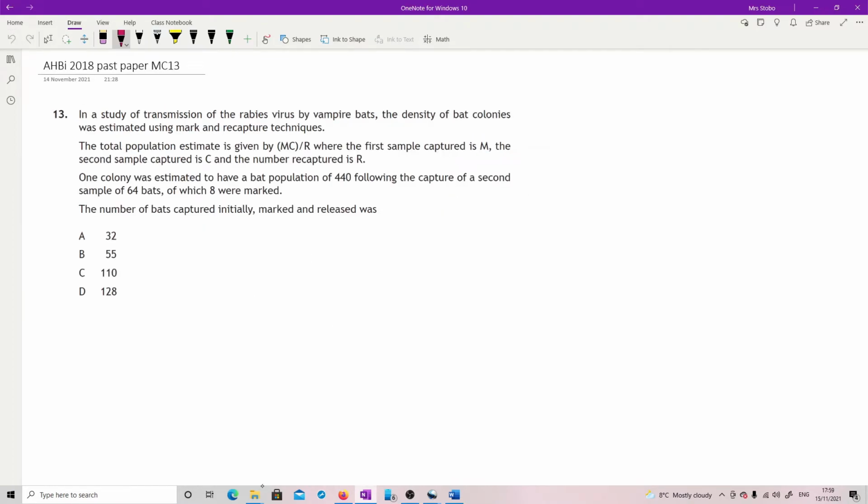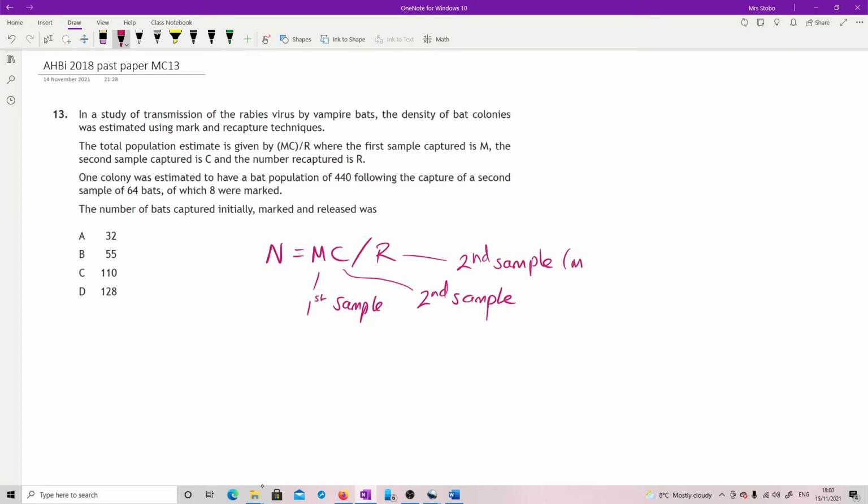Okay, question 13. In a study of transmission of the rabies virus by vampire bats, the density of bat colonies was estimated using mark and recapture. Total population estimate is given by MC over R. So this is actually a formula that you're expected to know, but sometimes they give it to you. So what we have here is our first sample. This is our second sample, just literally how many we actually caught. And this is the second sample that was caught and was already marked. So this is your recaptured section.